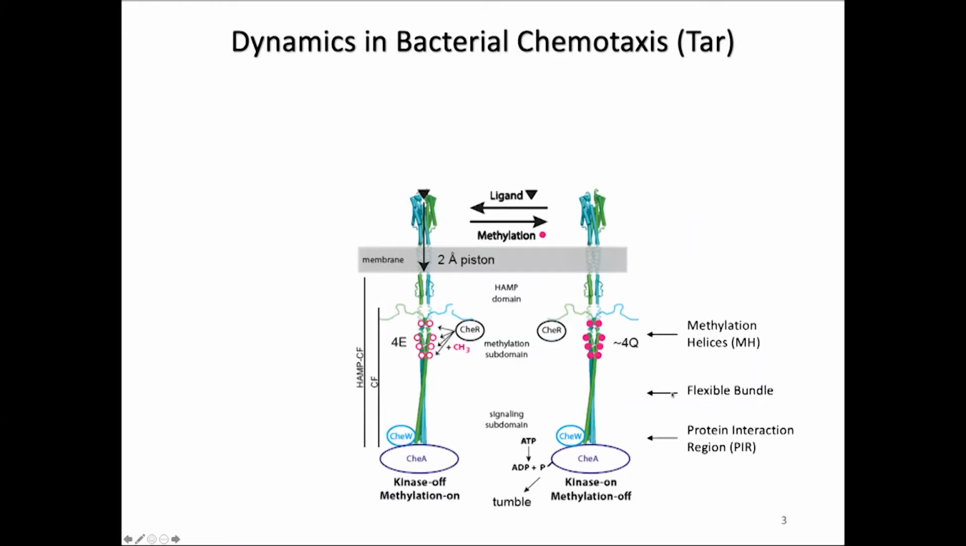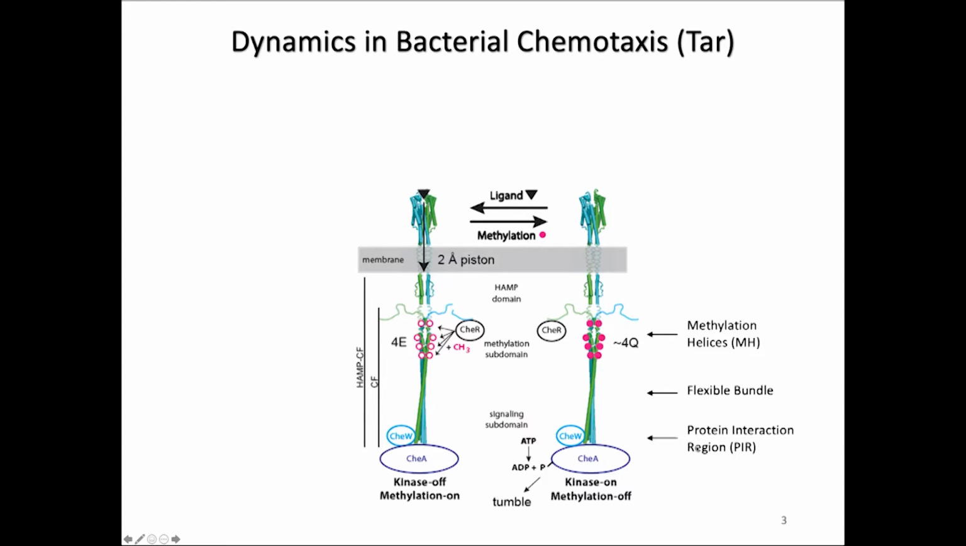So why do we believe that dynamics is important for this system? To answer that, we need to have a look at how these receptors work. Upon ligand binding, there is a 2 angstrom piston motion in the membrane region and just below the membrane region, that is called the HAMP domain. And then somehow magically the signal is propagated through this long 200 angstrom tip to the histidine kinase.